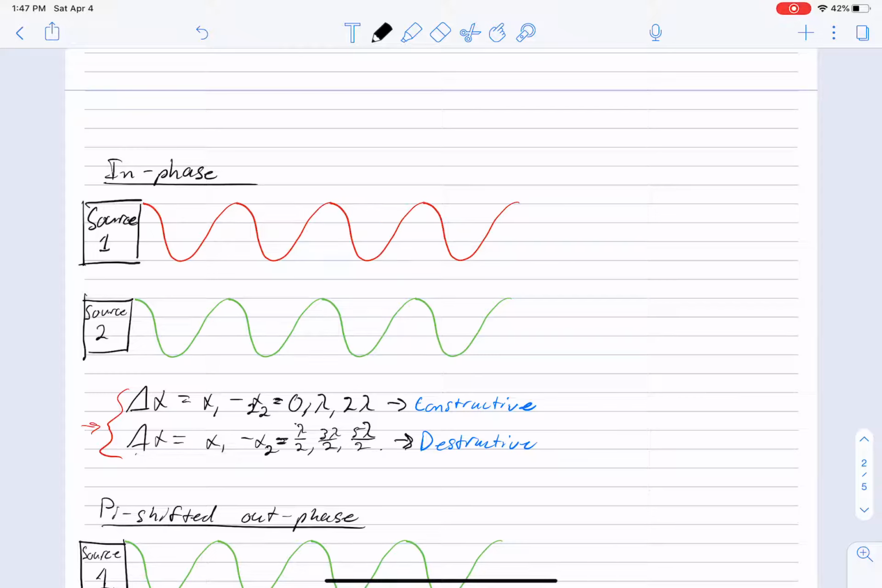So right down here in the second, the destructive right here, okay? We have the x minus x, and so on. So if we can see this, it's lambda divided by 2, so half of lambda, right?